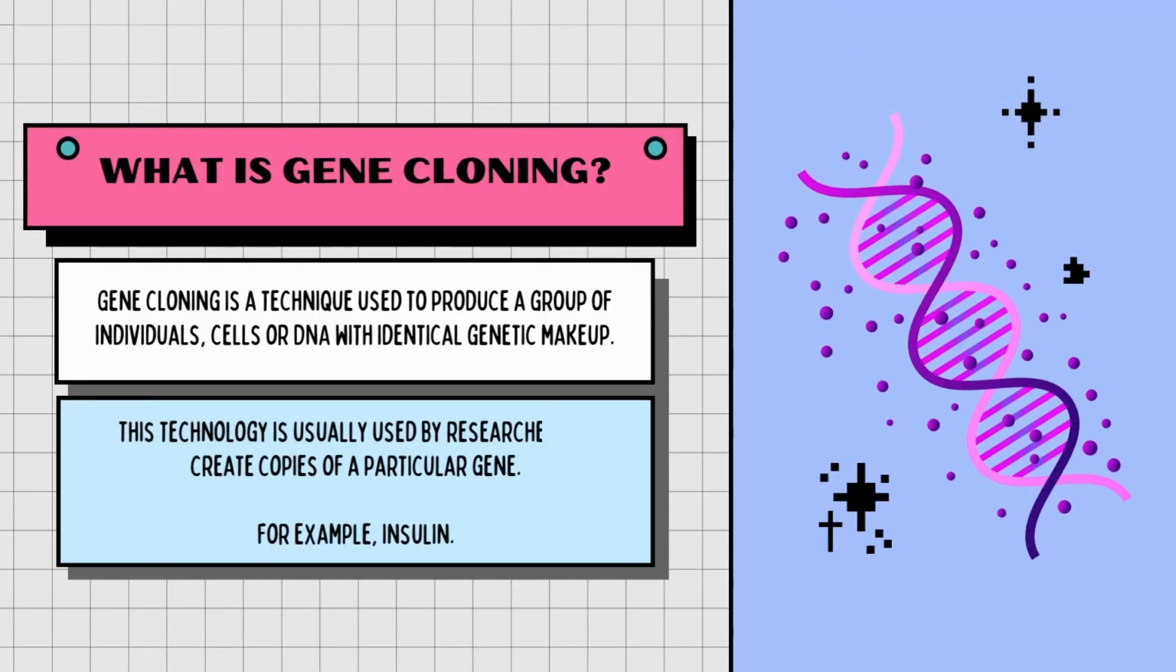Now, let's move on to the next topic, the process of gene cloning. Gene cloning is defined as a technique used to produce a group of individual cells or DNA with identical genetic makeup. This technology is definitely helpful for us in many aspects of life, such as for mass-producing insulin and growth hormone, which is why it is usually used by researchers in the biomedical field.